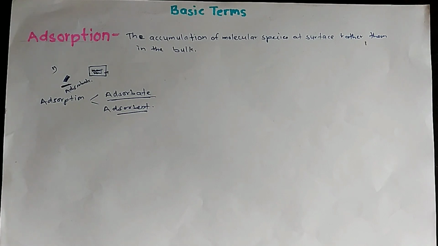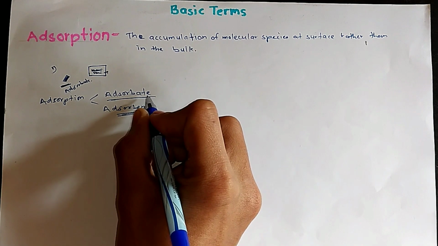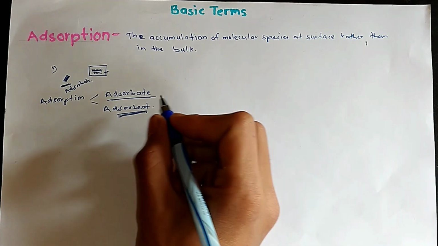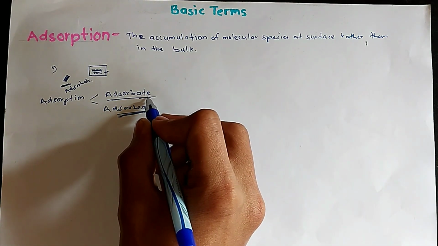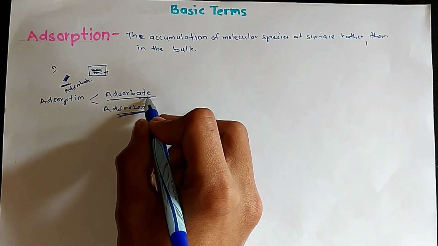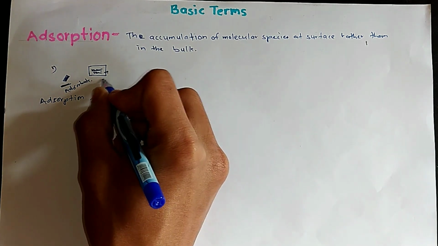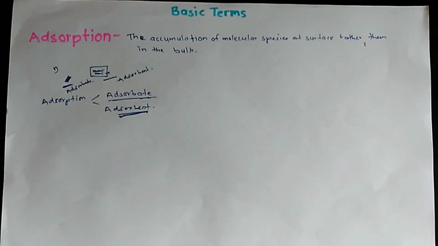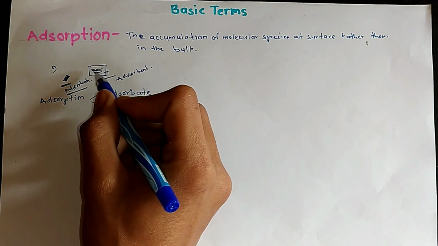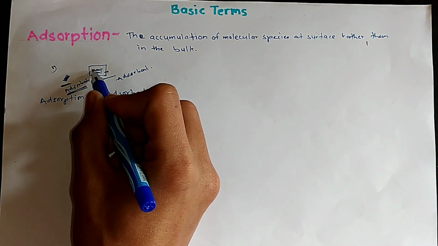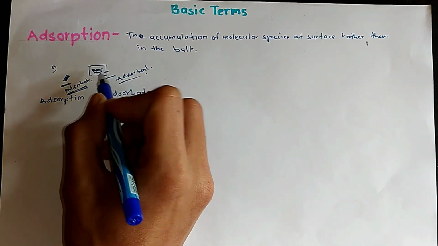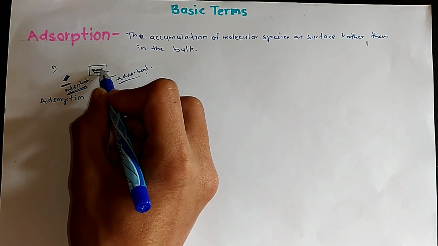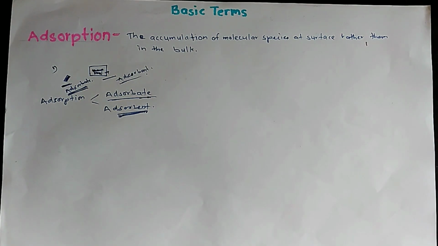Means in this case, the blackboard is the adsorbent, and the adsorbate, white chalk, is being adsorbed on the outer surface of the adsorbent.